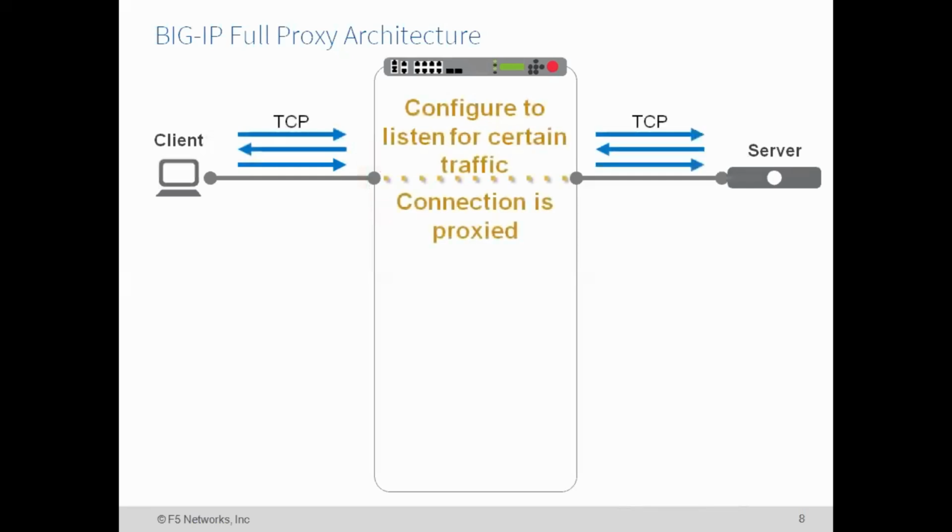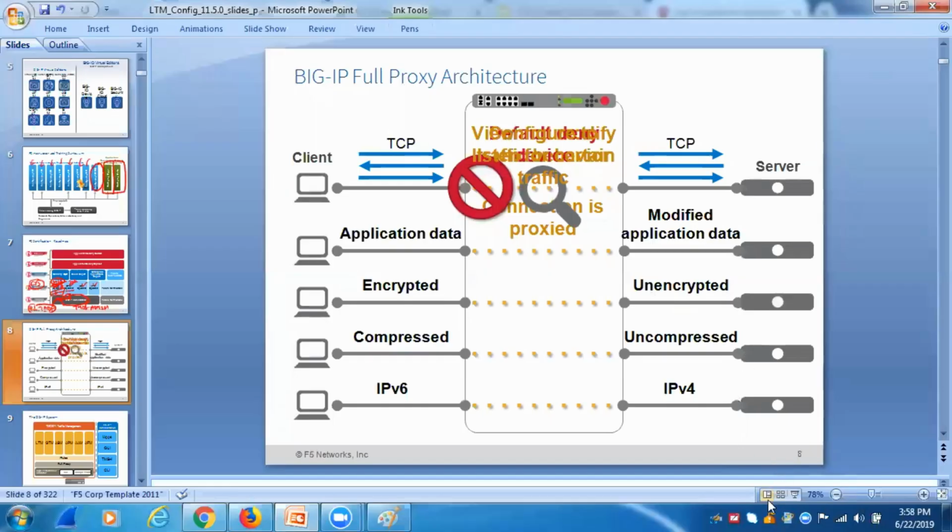Configure it to listen for a certain type of traffic, then the connection is proxied to the server. Certain type of traffic means what you will give: a combination. VIP is generally a combination of IP and port number. So any traffic which hits that particular IP as the destination and the destination port, it will listen for it. We will cover it later when we configure the box.